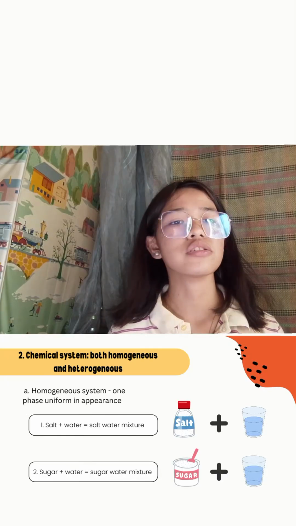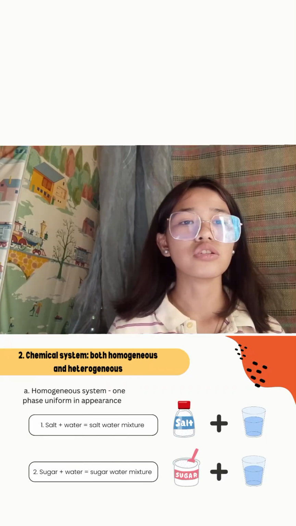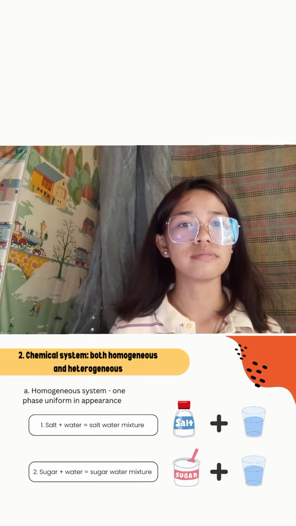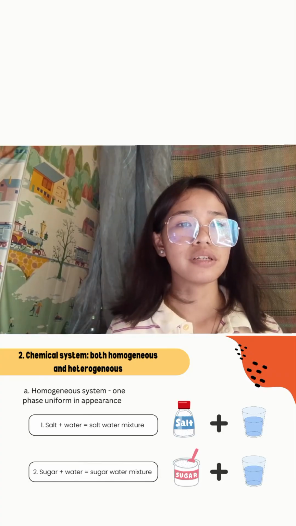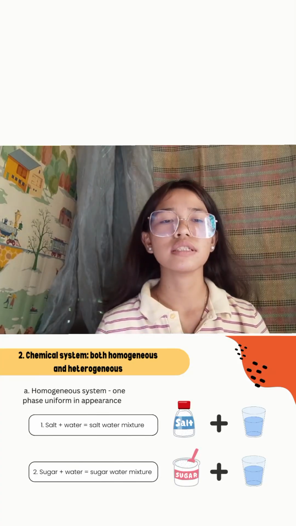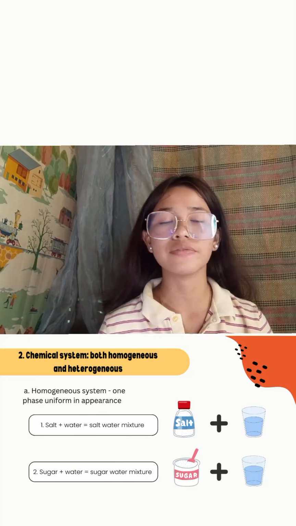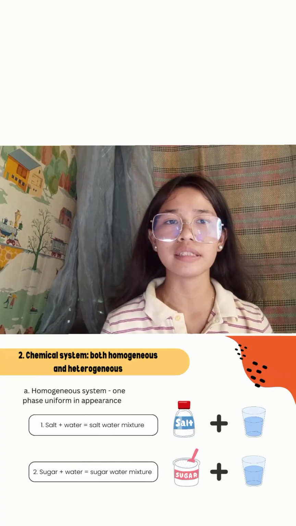And another example could be sugar and water. If you mix the sugar and water, it is only one phase, uniform in appearance. It is called homogeneous if it is only one phase, uniform in appearance.